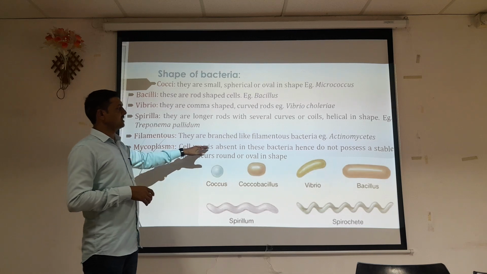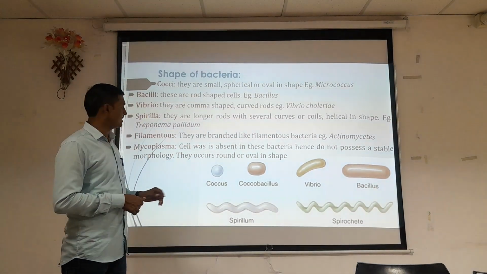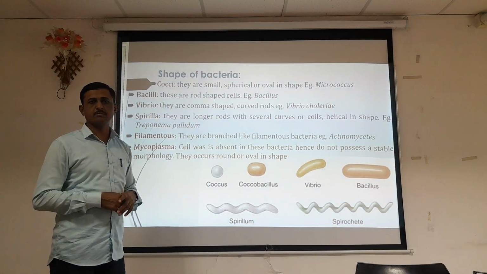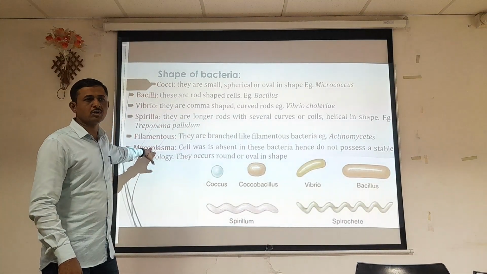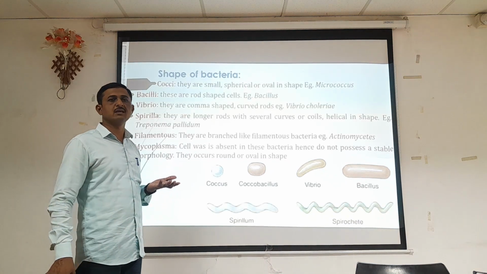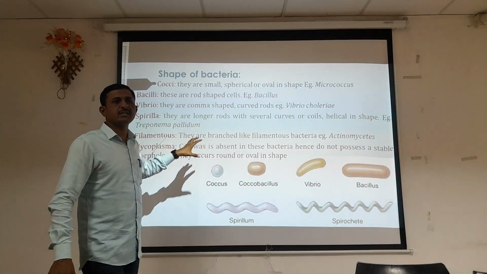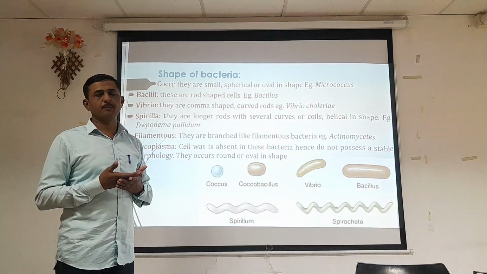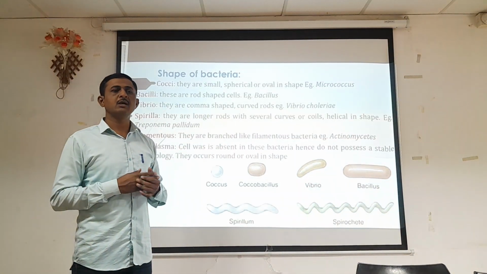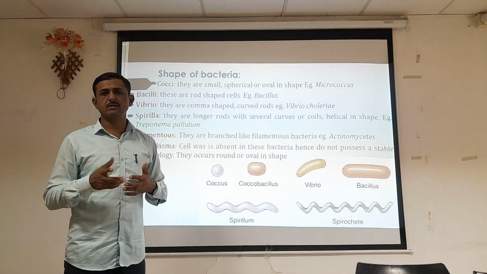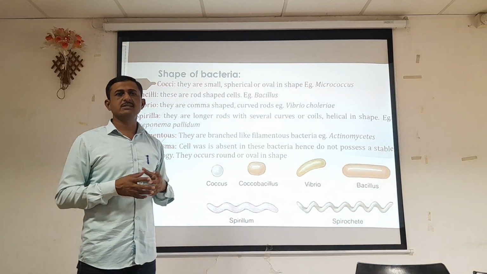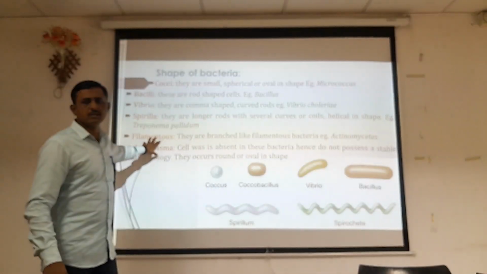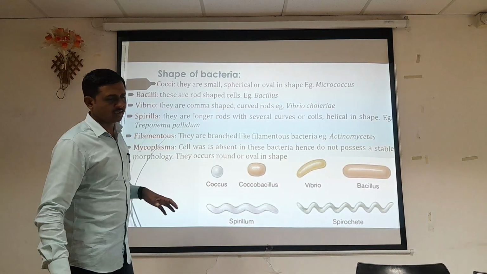Mycoplasma: the cell wall is absent in these bacteria, hence they do not possess a stable morphology. They occur round or oval in shape. They resemble bacteria, but as they are cell wall lacking organisms, their proper structure can never be determined. So they are normally present in either coccus or spherical shape, or in cocobacilli or rod shape arrangement, and we can also observe oval shapes. These are the mycoplasma organisms.